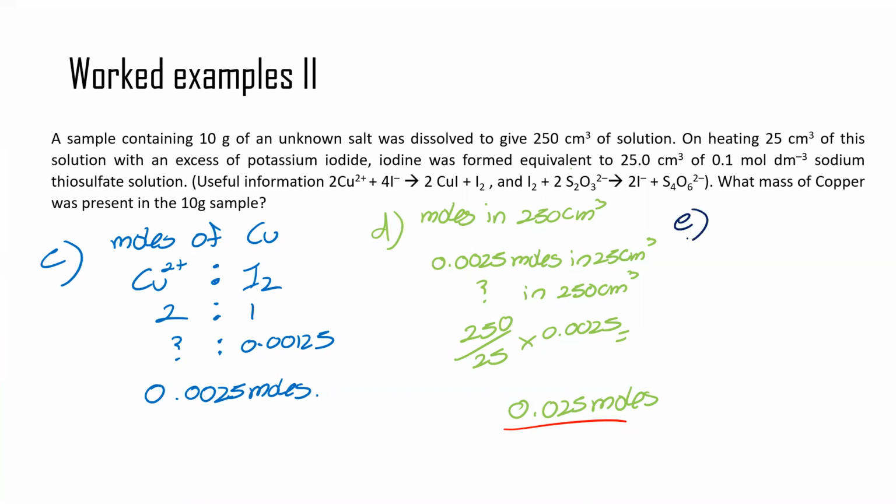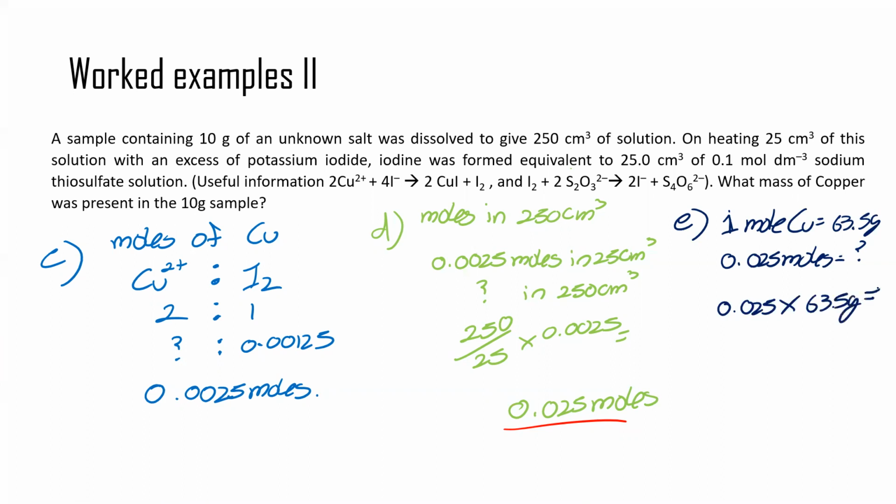E, and this would be 1 mole Cu equals 63.5 grams, 0.025 moles equals how much? And this would be 0.025 times 63.5 grams, which is equal to 1.5875 grams. And that is your final answer. Okay, and it's smaller than 10 grams.